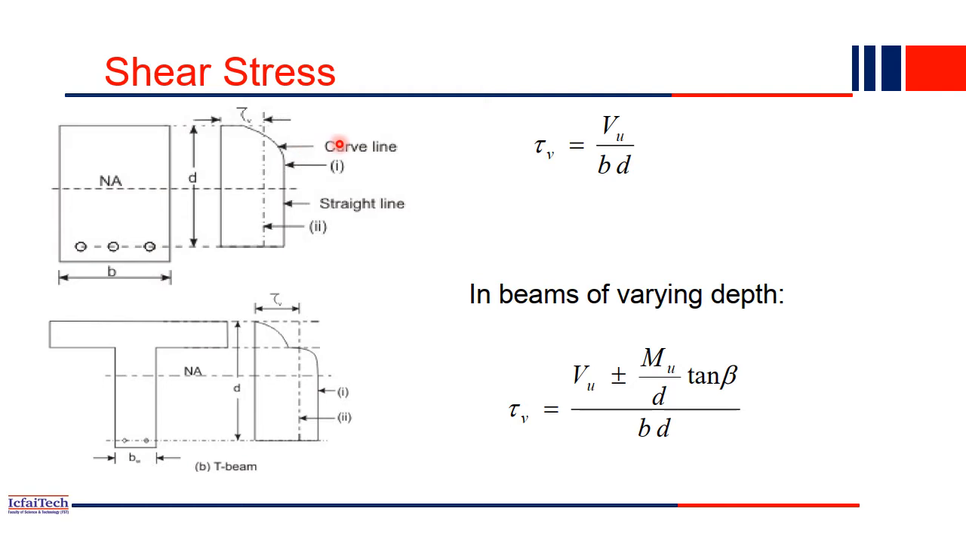So how much will be the shear stress? Shear stress we denote as tau v, tau with suffix v. Shear stress equals shear force by cross-sectional area, right? Shear force we call Vu. Force divided by cross-sectional area will give you the stress, right? So shear stress tau v is equal to Vu by bd, where bd is the cross-sectional area of the section, and that will give you the shear stress of the section.